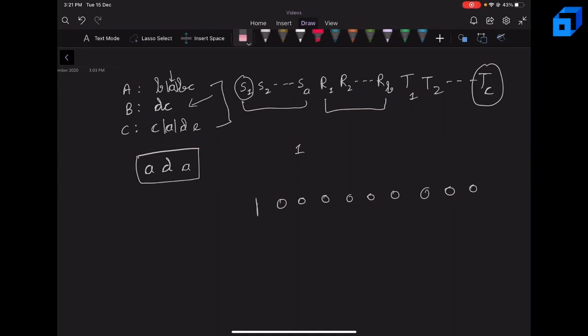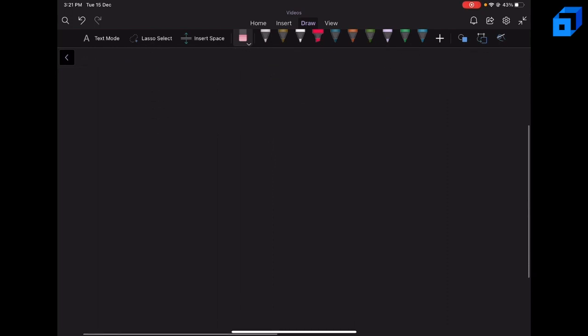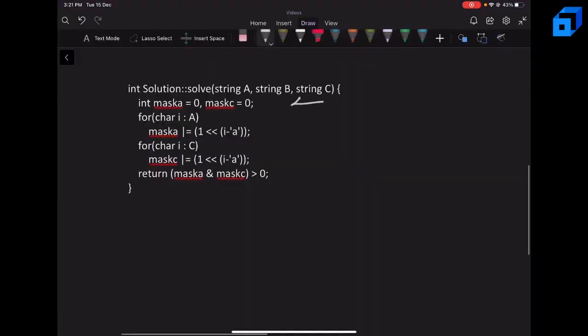There are also other ways to implement this. We could use a set. For example, we could insert all the characters of A in the set and insert all the characters of C in the set and check if their intersection is non-empty. So let me show you my implementation, which I think is easy. We have mask A for characters in A and mask C for characters in C. We will iterate over characters in A and we will set the (character minus 'a')th bit on in mask A. That means if we have that character, then this bit will be on. Similarly, we do it for C as well. And finally, we check if their intersection is positive. That means they have at least one bit on. So the time complexity of this will be mod of A plus mod of C, since we iterate over the characters of A and C.